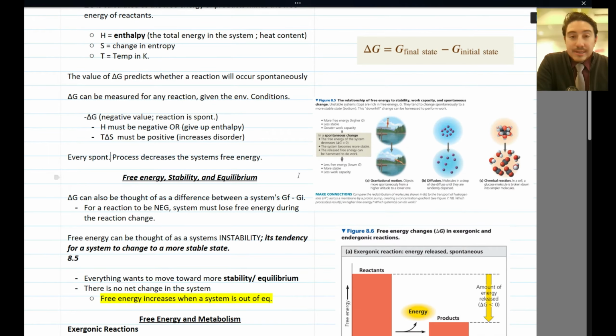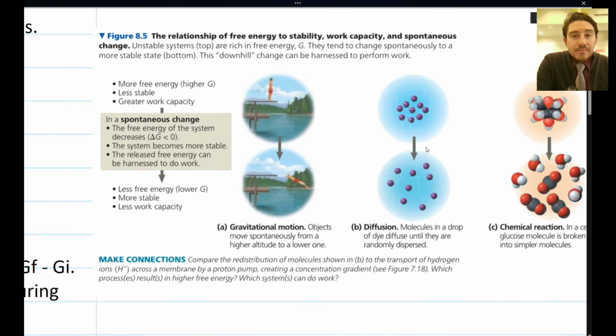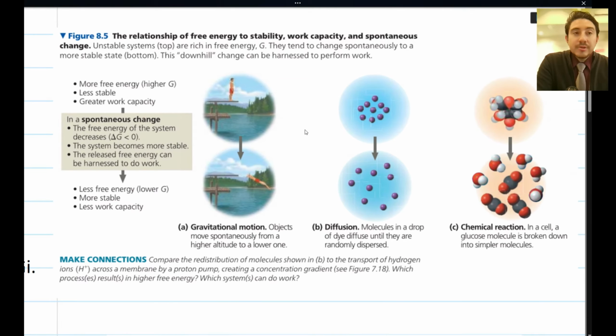Let's take a look at these pictures here. This is a nice representation of the relationship of free energy to stability, work capacity, and spontaneous change. Unstable systems are systems that have high free energy. You have some examples here. Let's say a diver, a swimmer on top of a plank, a swimming board. At this point, he has less stability. He has more free energy, so more ability to do work.